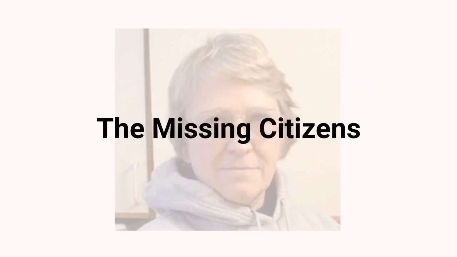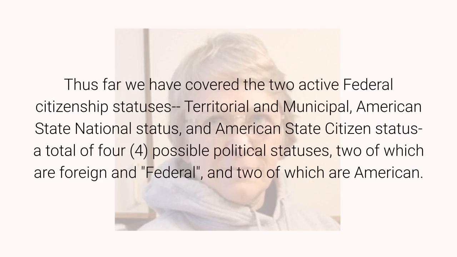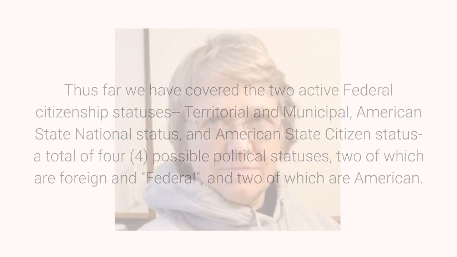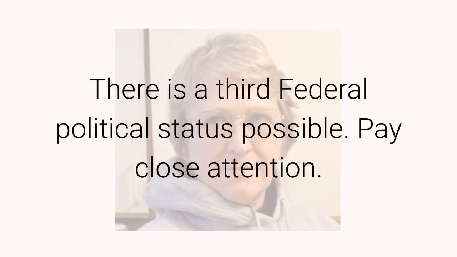The Missing Citizens. Thus far we have covered the two active federal citizenship statuses, territorial and municipal, American state national status, and American state citizen status, a total of four possible political statuses, two of which are foreign and federal, and two of which are American. There is a third federal political status possible.